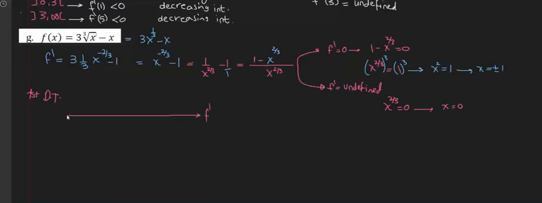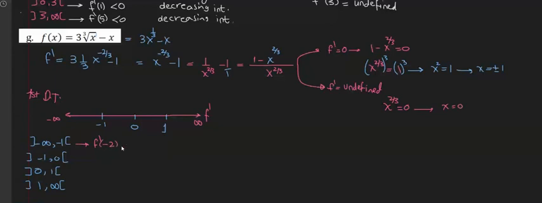and test in f dash in between them from negative infinity to infinity. The points are -1, 0, and +1. So the first interval is from negative infinity to negative 1, and then from negative 1 to 0, and then from 0 to 1, and finally from 1 to infinity. Let's pick a point in the first interval. It can be negative 2.